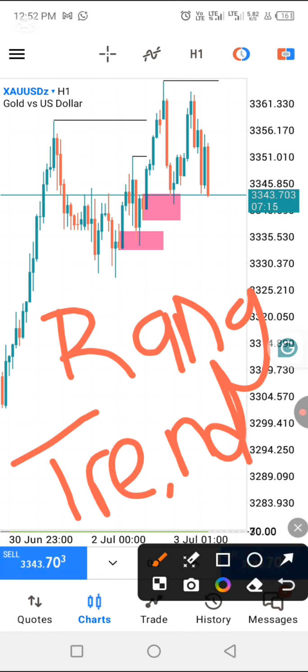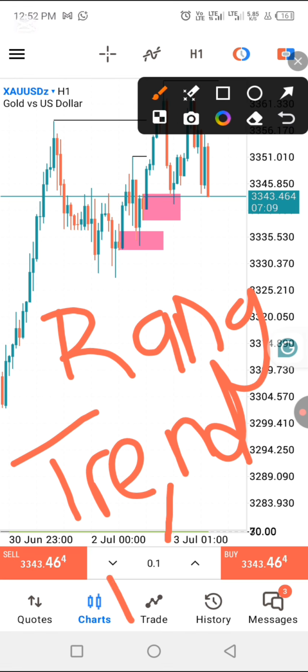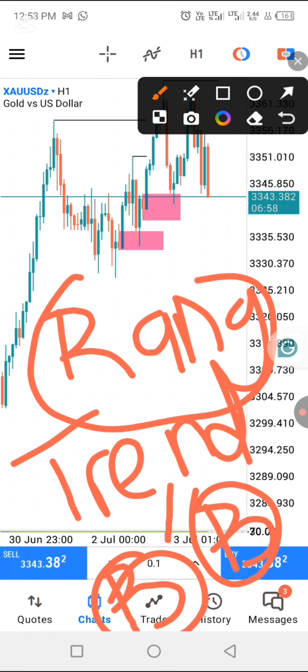Now, when the market is trending, it can either be trending to the upside, that's a bullish trend, or a bearish trend, right? The market can either be in a bullish trend or a bearish trend, or the market is ranging. So these three things are going to happen in the market. So how do you know the market is ranging or the market is trending?